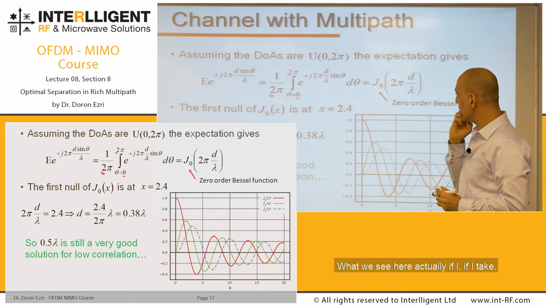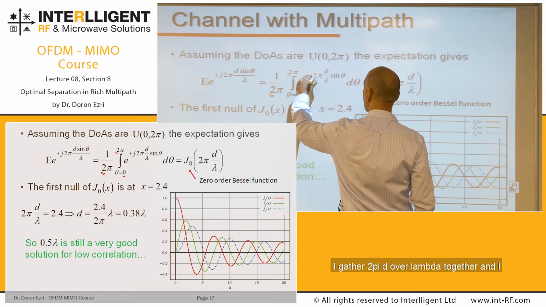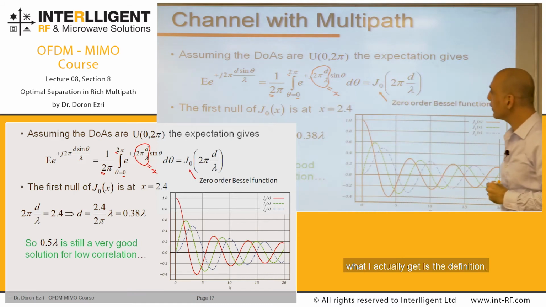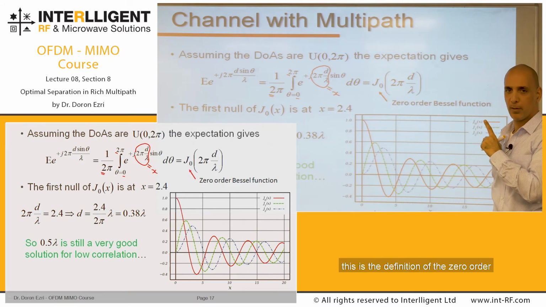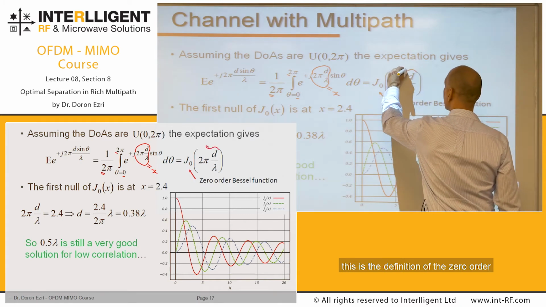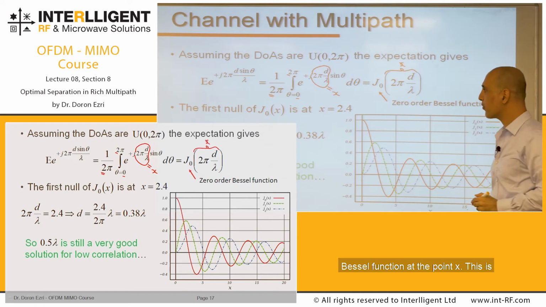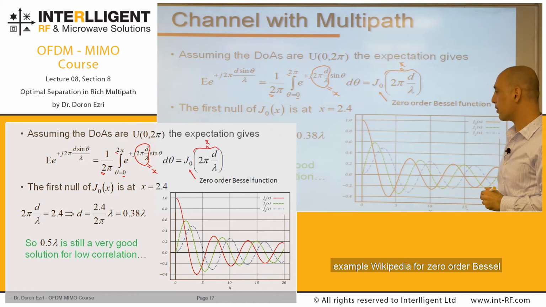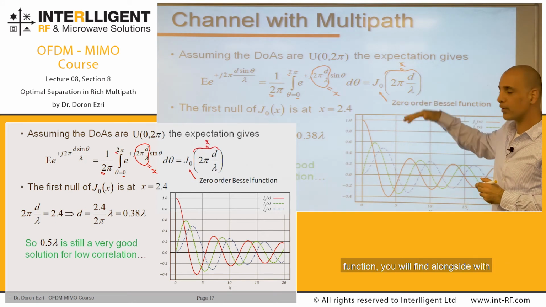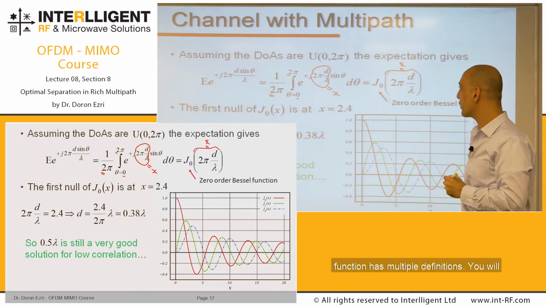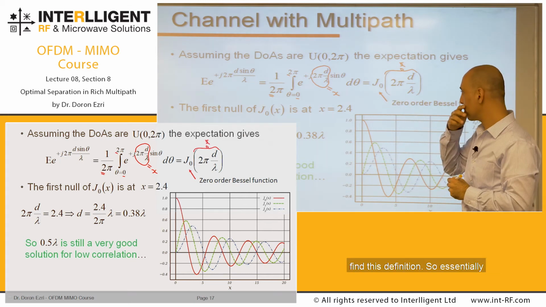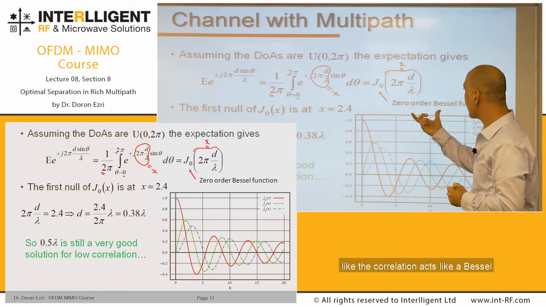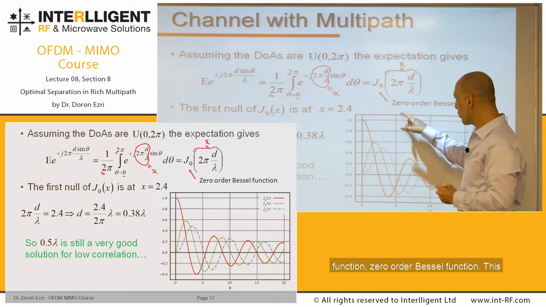What we see here actually, if I gather 2 pi d over lambda together and denote it X, is the definition of the zero-order Bessel function at the point X. If you look, for example, on Wikipedia for the zero-order Bessel function, you will find, alongside other definitions, because the Bessel function has multiple definitions, this definition. So essentially, the expectation that we're looking for, the correlation, acts like a zero-order Bessel function.